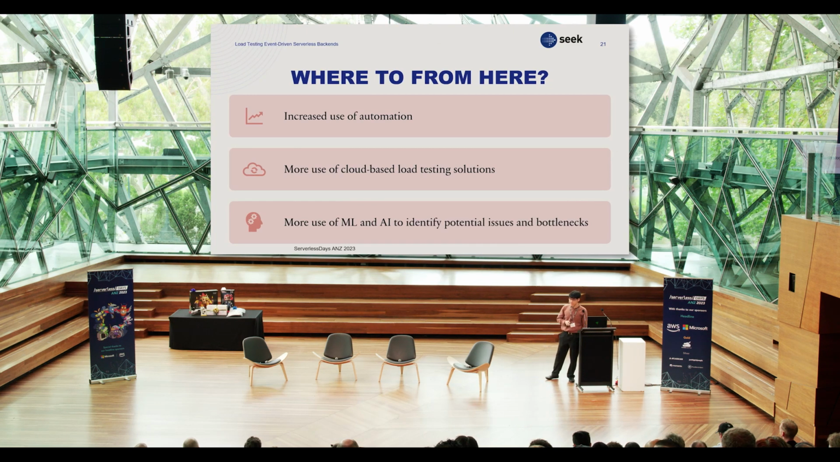Of course, we'll see more of an increased use of automation. We'll see more use of cloud-based load testing solutions, with different providers like K6 and Artillery. We'll see more of an intermingling between these as well. And of course, more use of ML and AI to identify potential issues and bottlenecks, because there's much more work now being done with services such as SageMaker, and similar services within the other clouds, to identify these bottlenecks and performance issues so that you can be recommended better insights.